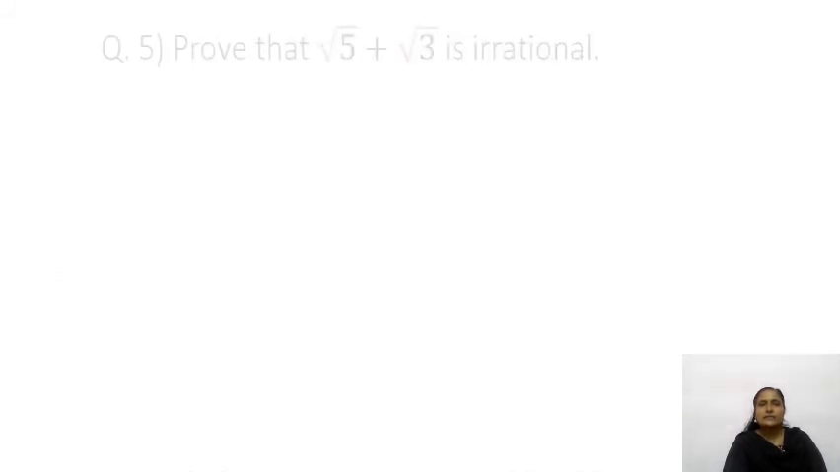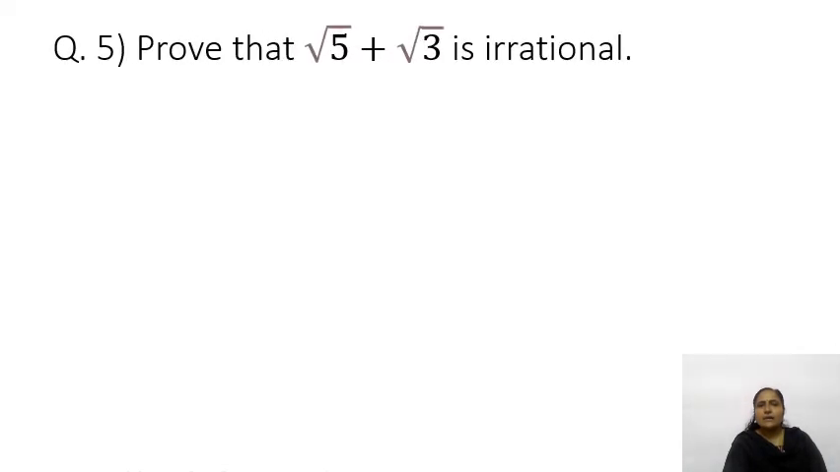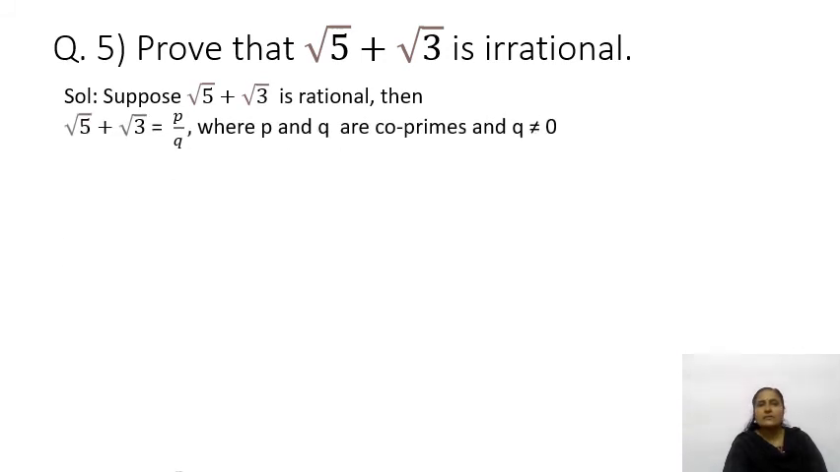The next question is, prove that root 5 plus root 3 is irrational. Now here you can check, we have two terms and in both terms we have irrational numbers. So now what we will do, again we'll suppose it is rational. So it can be written in the form of P by Q, and you have to write all the conditions. Now here, just multiply these two numbers, root 5 and root 3. What will be the multiplication? Root 15. Is root 15 rational or irrational?